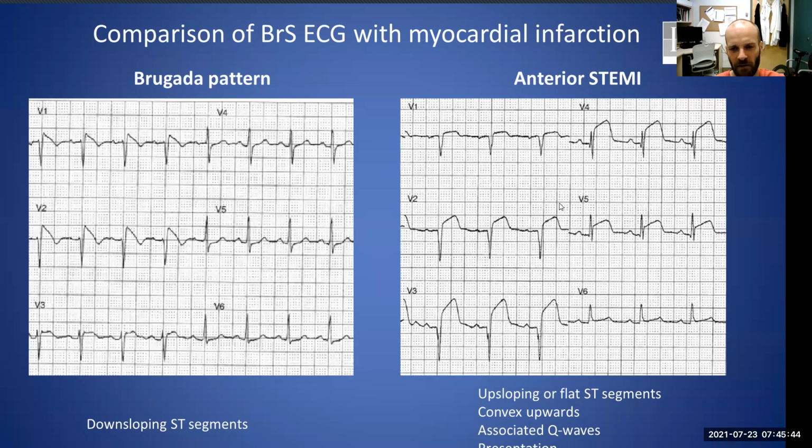Whereas if someone says, my chest feels like someone's sitting on top of it, it really hurts, I'm covered in sweat, and the ECG looks like this, well, you've got to put these things in context, and that's much more likely to be a myocardial infarction. But anyway, if you put these two side by side, you can see there is a difference between a Brugada pattern and the ST elevation pattern you get during a myocardial infarction. Downsloping versus upsloping or flat.